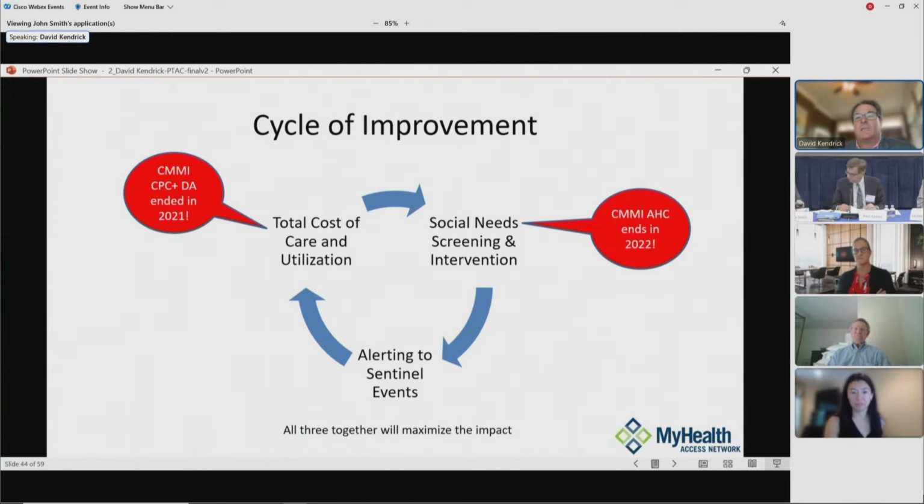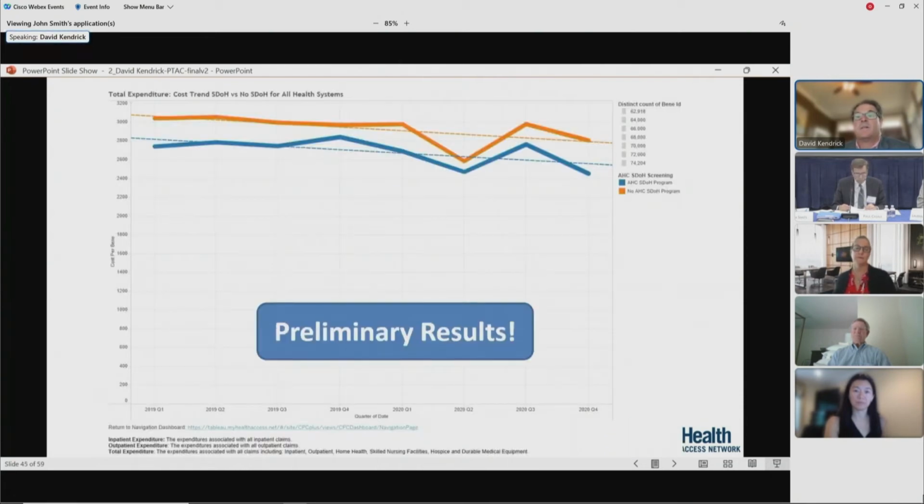Same thing with CPC Plus. Data aggregation ended for us in 2021, so we've given up the ability to work with that claims data, unfortunately. However, when we put the three together, we've been able to demonstrate maximal impact. So for example, when we compared practices in CPC Plus who also participated in AHC and did the social determinants of health screening, you can see the blue line there, significantly different cost trend for those practices.